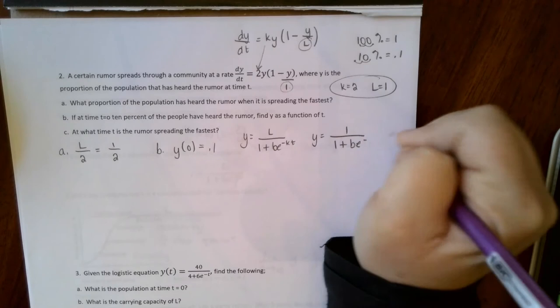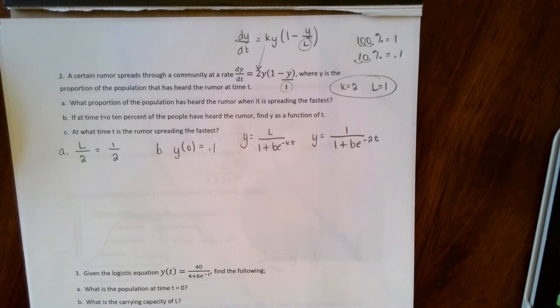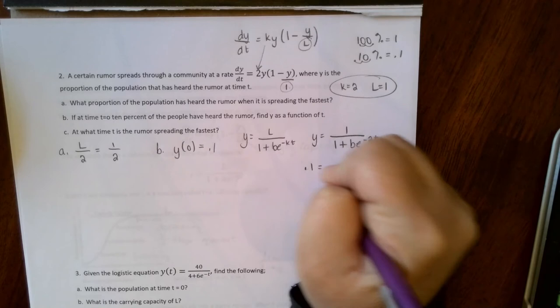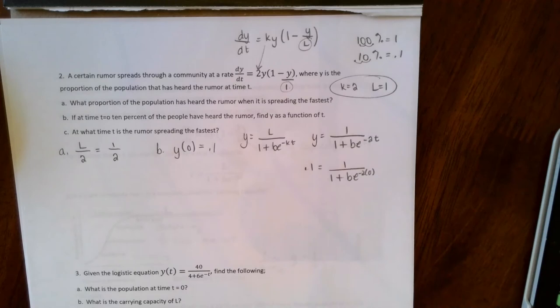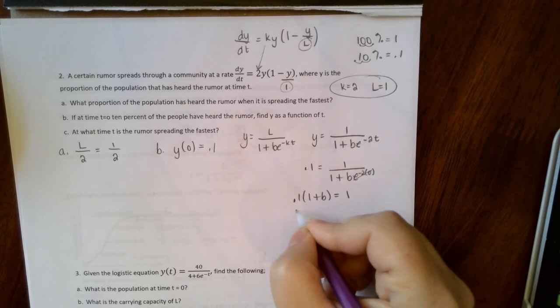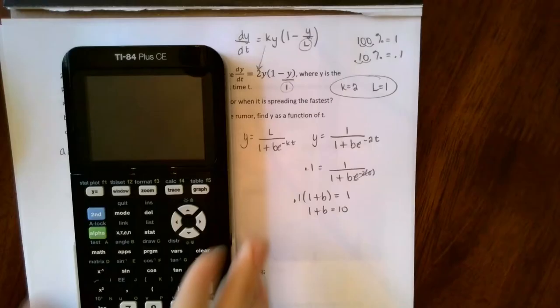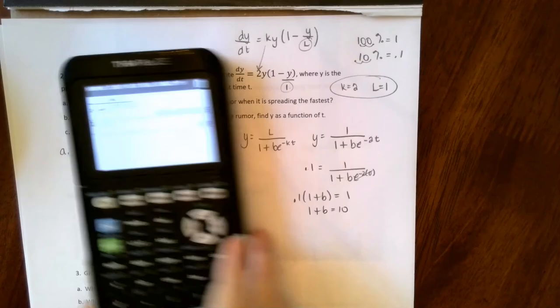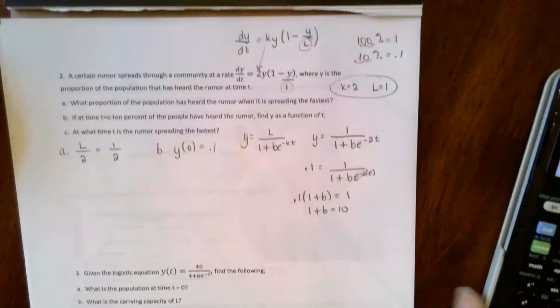So they already gave us the k. So yay, that's easier than the last problem. We don't have to find that k. So we can just go ahead and find the b. So you plug in your values. You've got 0.1 is equal to 1 over 1 plus b e to the negative 2 times 0. Well, that's going to go away, because e to the 0 is just going to equal 1. So you have 0.1 times 1 plus b equals 1. When you divide by 0.1, you're going to end up with 10. Don't believe me? Look, 1 divided by 0.1 is equal to 10. So b is equal to 9.